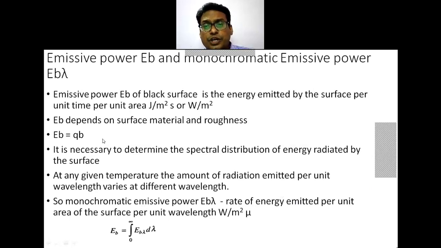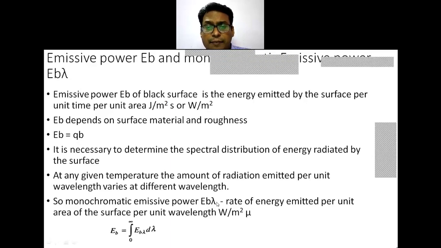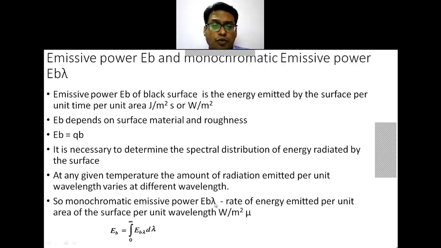It is necessary to determine the spectral distribution of energy radiated by the surface. At any given temperature, the amount of radiation emitted per unit wavelength varies at different wavelengths, so it is a function of wavelength. So the monochromatic emissive power EB lambda is the rate of energy emitted per unit area of the surface per unit wavelength, watt per meter square micron. The lambda subscript indicates the monochromatic emissive power for a black body.